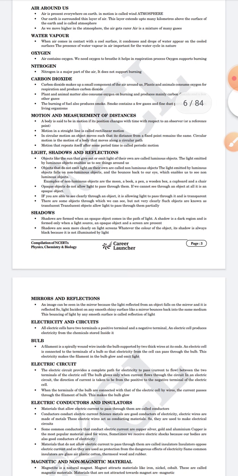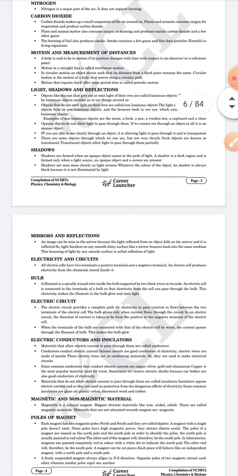Shadow. Shadows are formed when an opaque object comes in the path of light. A shadow is a dark region and is formed only when a light source, an opaque object, and a screen are present. Shadows are seen more clearly on a light screen. Whatever the color of the object, its shadow is always black because it is not illuminated by light.